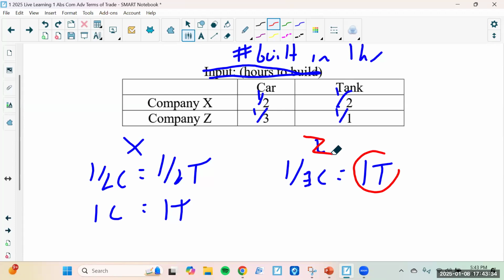What about cars? Remember, this is always the reciprocal. 1 car is equal to 3 tanks. And now we can compare the 1 car here to the 1 car here, and it looks like these guys here should produce the car. Company X should produce the car. And what you do is you produce what you have the comparative advantage in, and then you specialize and trade. Okay, and this is the way the world works.